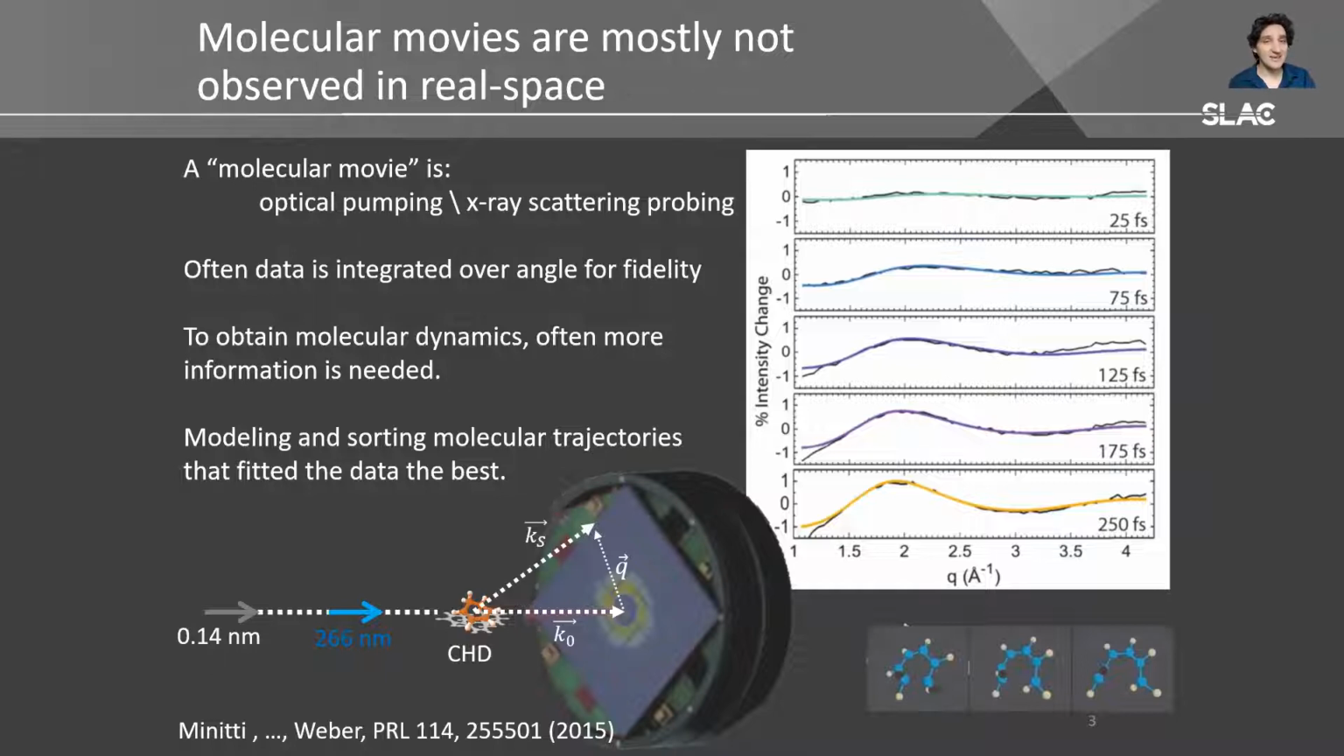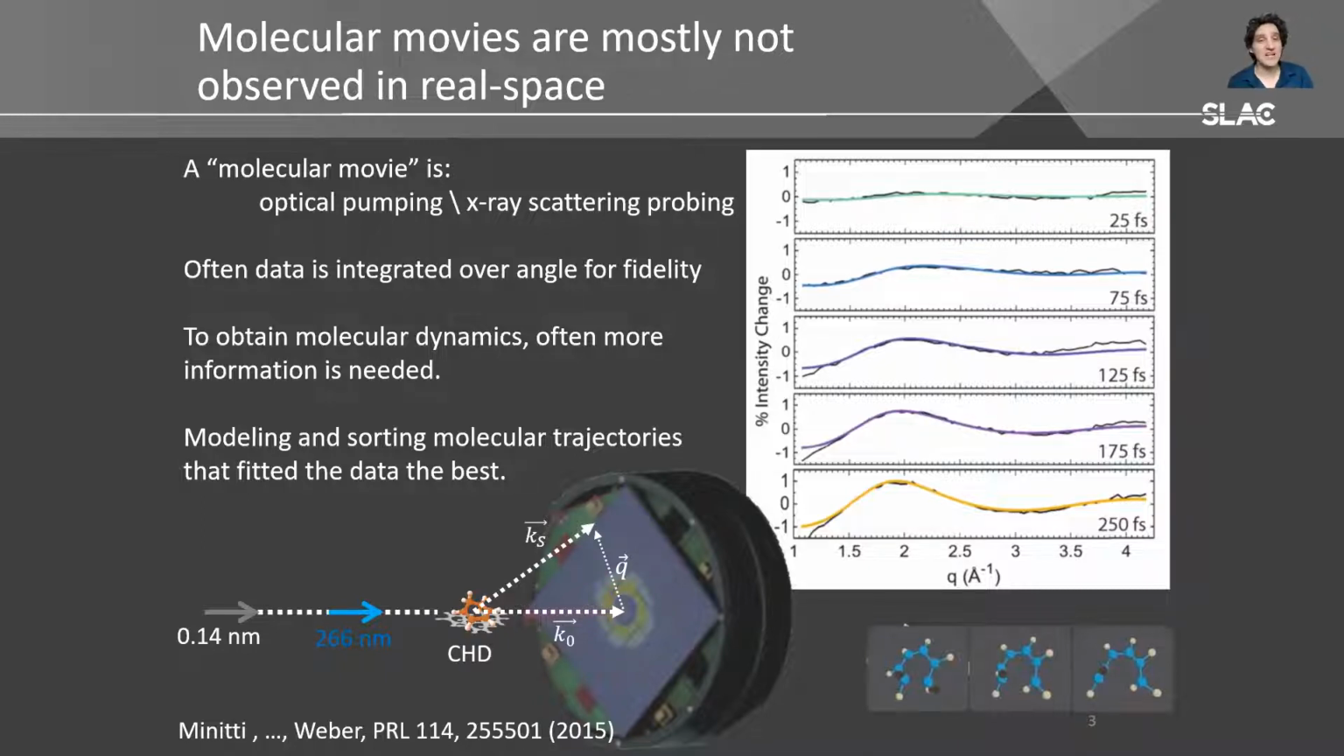Now, to understand what's going on, the scattering data alone is not sufficient. Modeling and sorting of molecular trajectories is usually used, as in this case, where out of numerous trajectories, 3 that best fitted the scattering data were obtained and added together. They are seen in these color lines over the experimental black lines for different time delays. This approach is model dependent and usually limited to a specific excitation pathway, and we don't see things in real space.